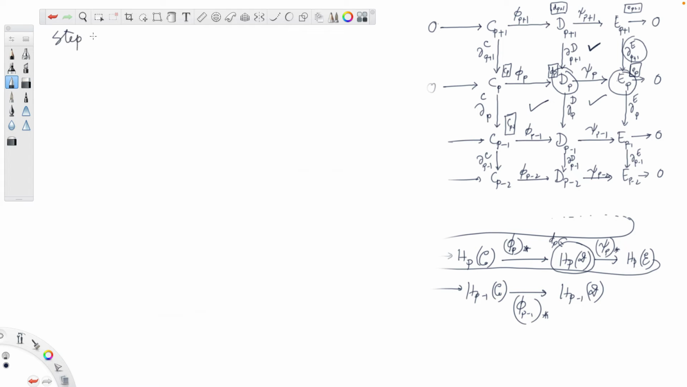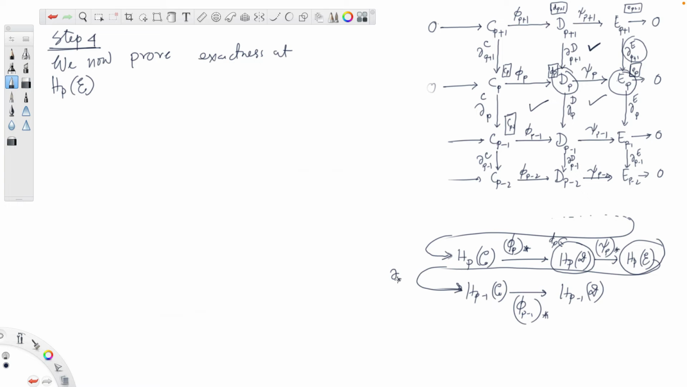Let us try to do the step four of the proof. We now prove exactness at HP of E here.